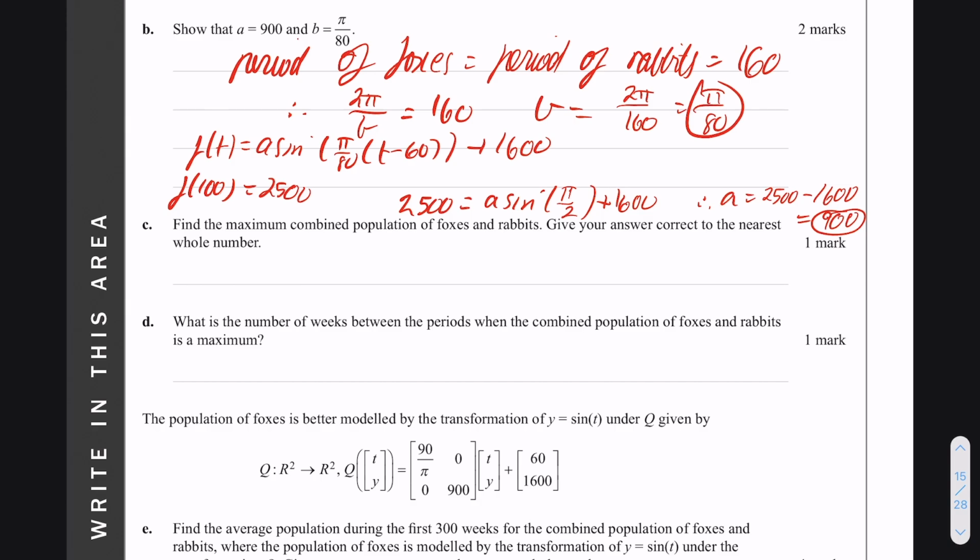Find the maximum combined population of foxes and rabbits. Give your answer correct to the nearest whole number. So the maximum combined, we just need to add the 2 functions. So we'll do that on the CAS.